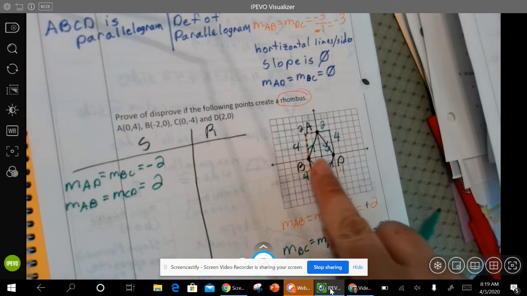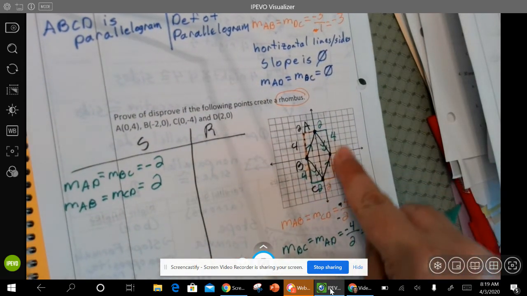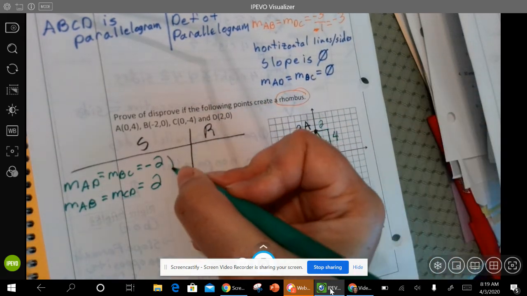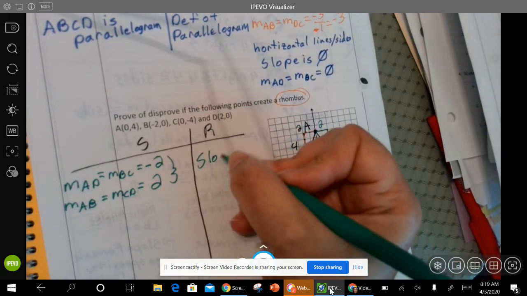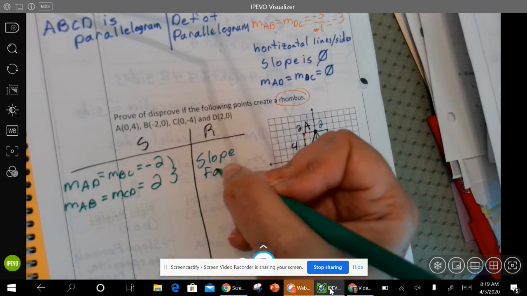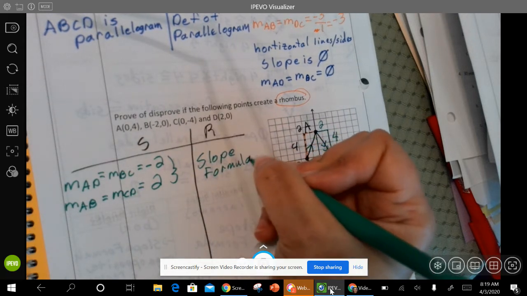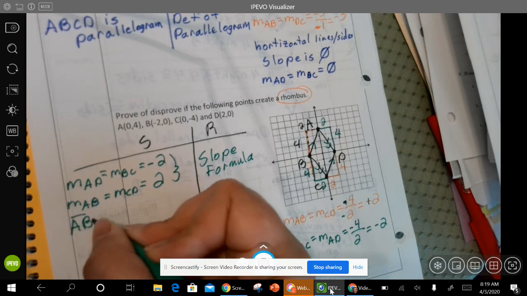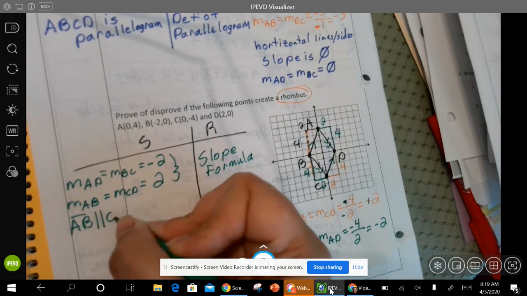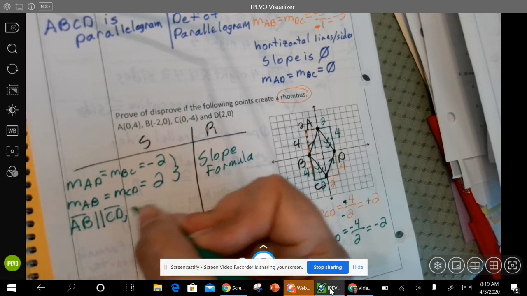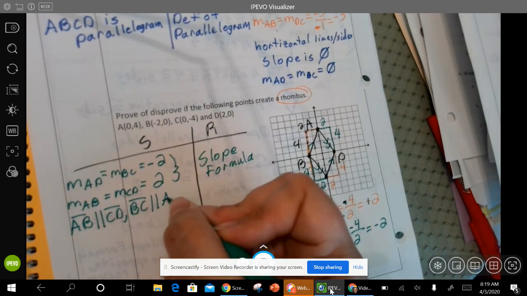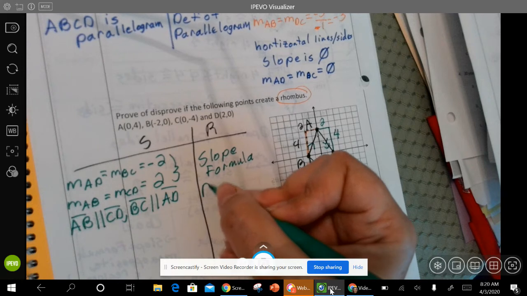Okay, so just remember to keep looking at it. If it's going up, the slope is going to be positive. Going down, it's going to be negative. Okay, so this is our slope formula. And we know that they're parallel by our definition of parallel lines. If they have the same slope, then they are parallel. I think of it like train tracks, everybody.